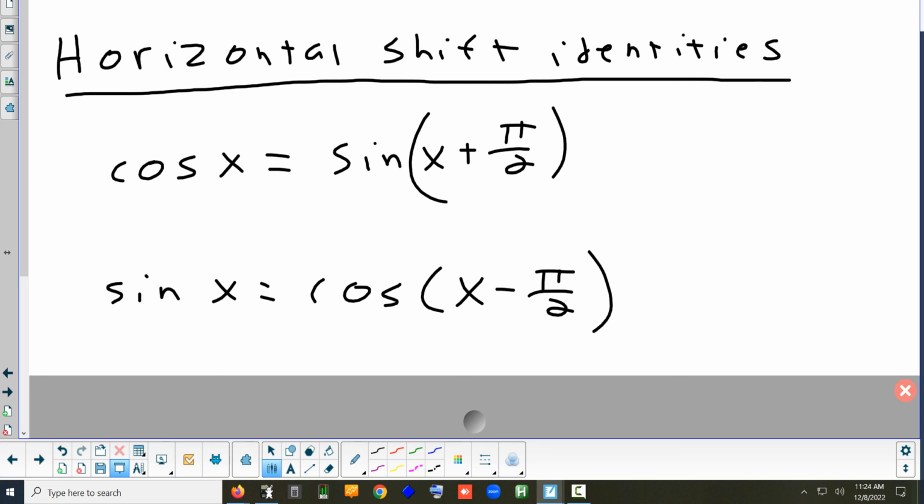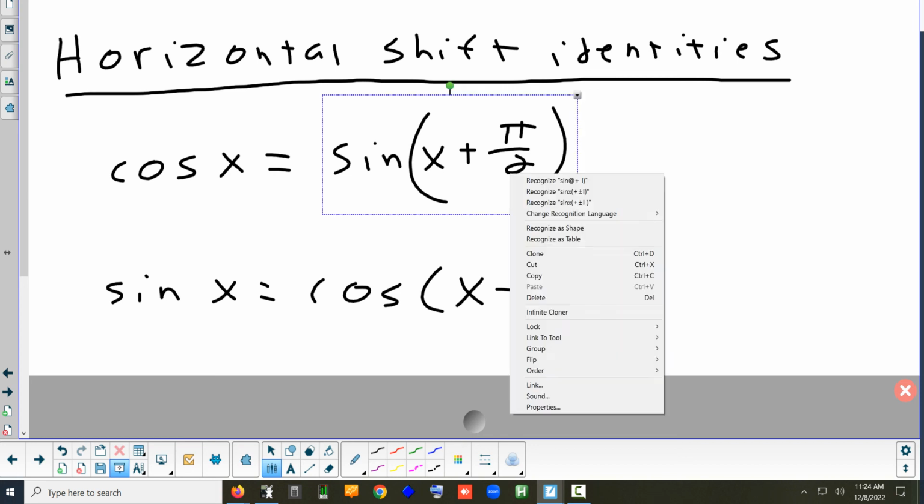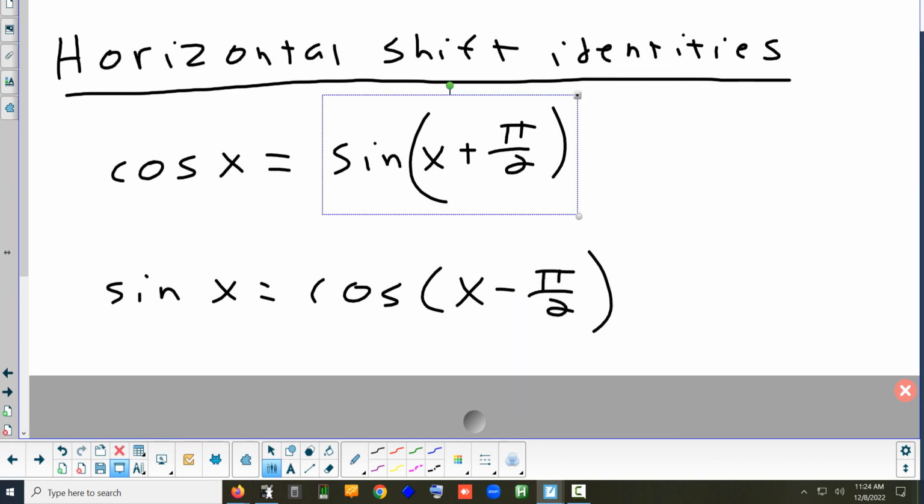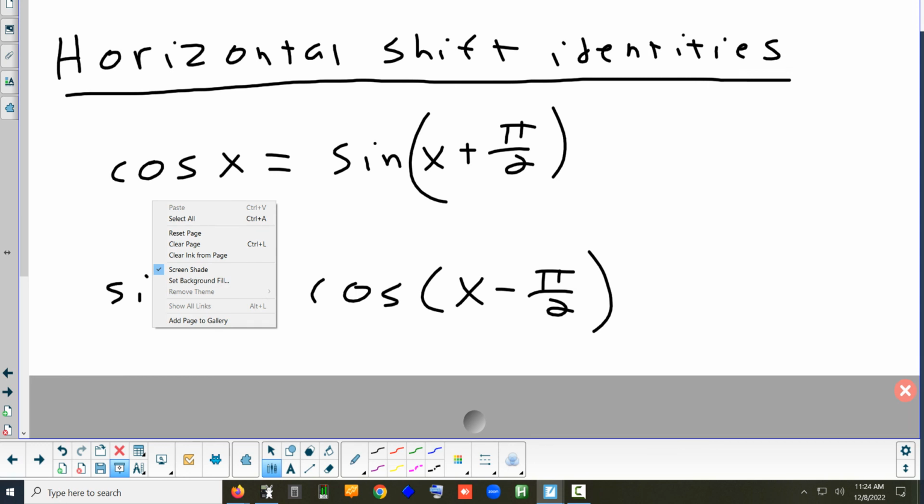And the reason this is an identity is because it's not just true for certain angles, but it's true for every single angle. If you take an angle and add pi over 2 to it, and then take the sine, it's exactly the same as if you had just taken the cosine, for every number you can imagine for x.